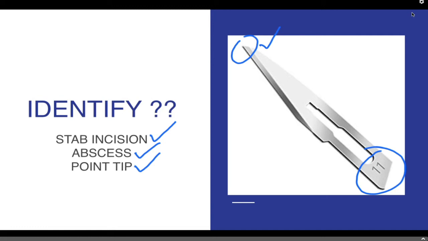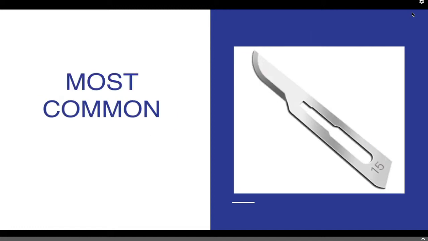The second important thing is the most commonly asked question: the most commonly used blade in oral surgery. The answer is the number 15 blade. Number 15 blade is most commonly used in the oral surgery department. Clear? The most commonly used blade is number 15.